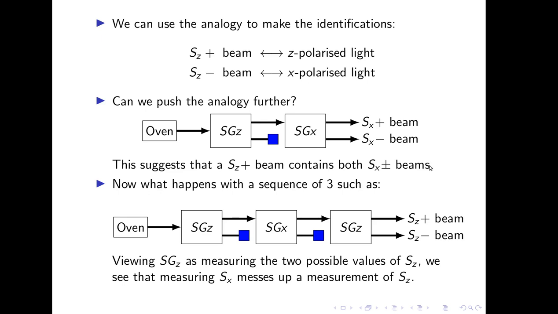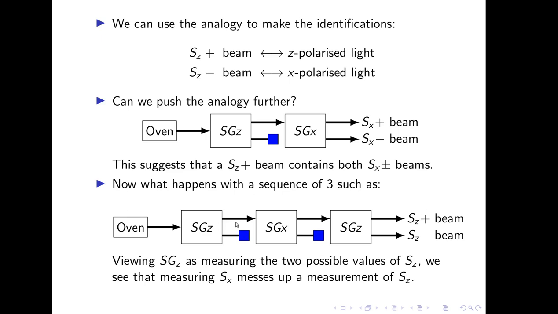Now let's do something which is a sequence of three before we understand this. The first two are the same as above, but now I block the Sx minus and send it through SGZ, and lo and behold, what I get is Sz plus and Sz minus. I get two peaks. So now, how does this work? What does this mean?